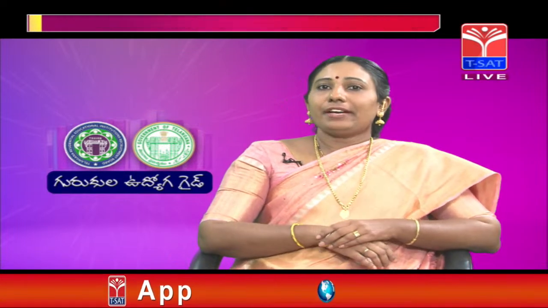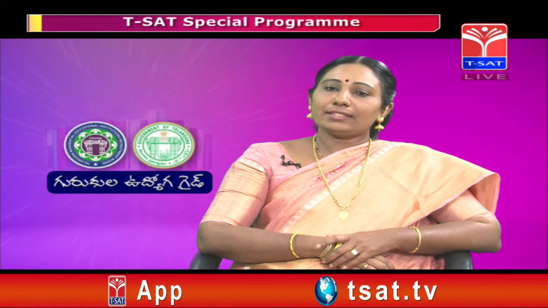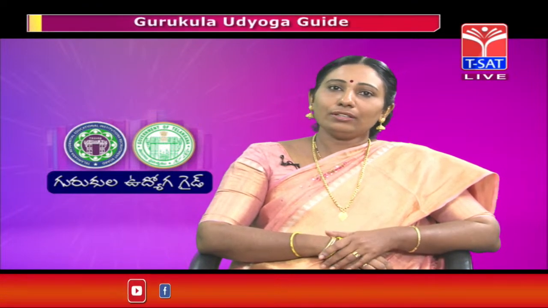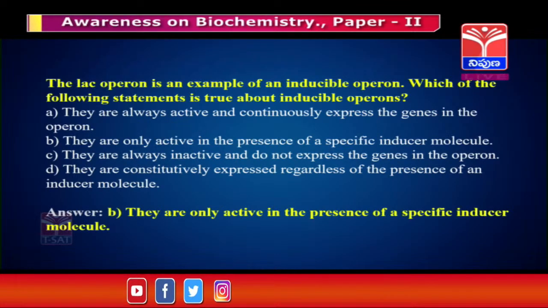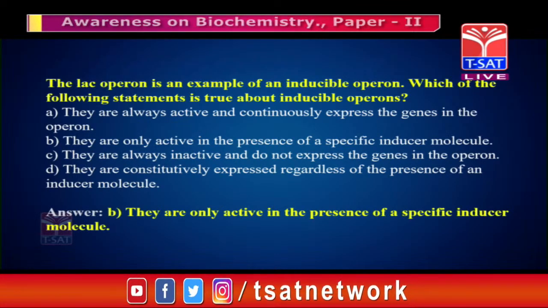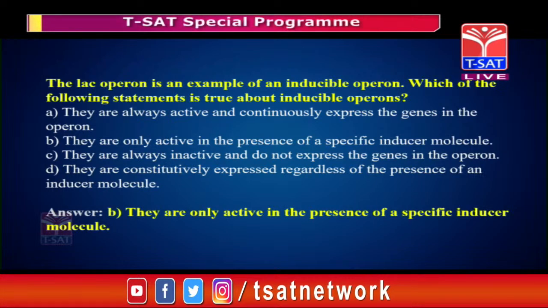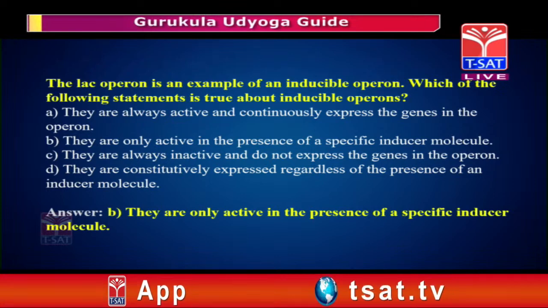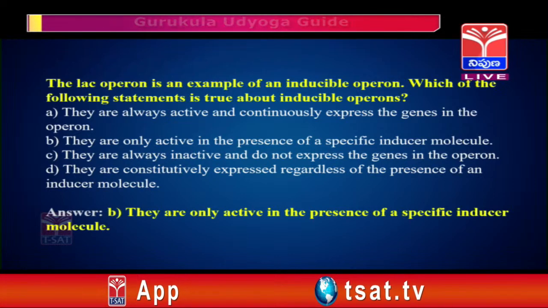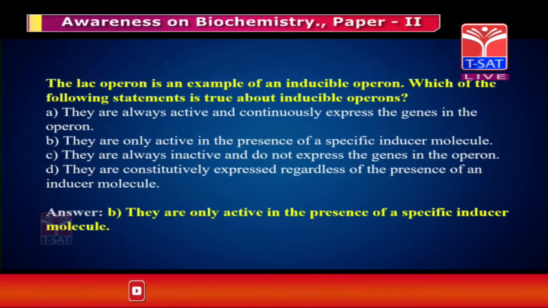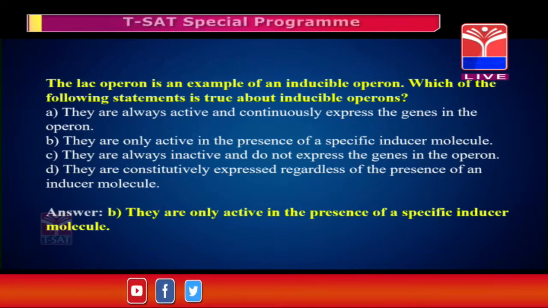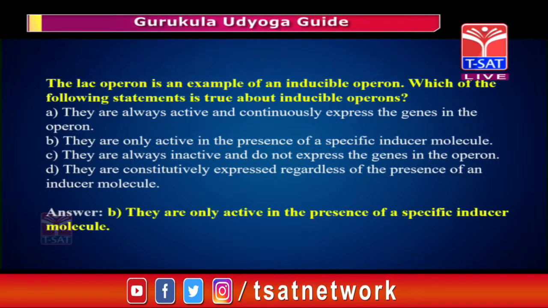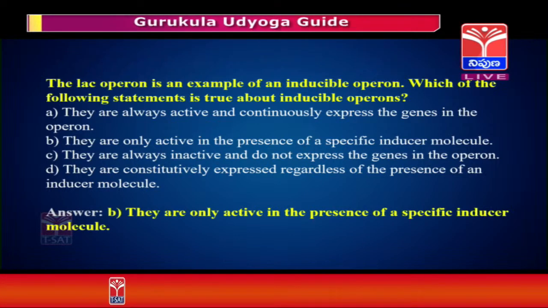And then coming to gene regulation. As I told, most of the time gene regulation is focused on the lac operon and the tryptophan operon. The lac operon is the lactose operon, where the cell regulates its metabolism for uptake of lactose and metabolizing the lactose. Here you need to know the concept of inducible genes and constitutive genes. If you look at the question: the lac operon is an example of an inducible operon. Which of the following statements is true about inducible operons?